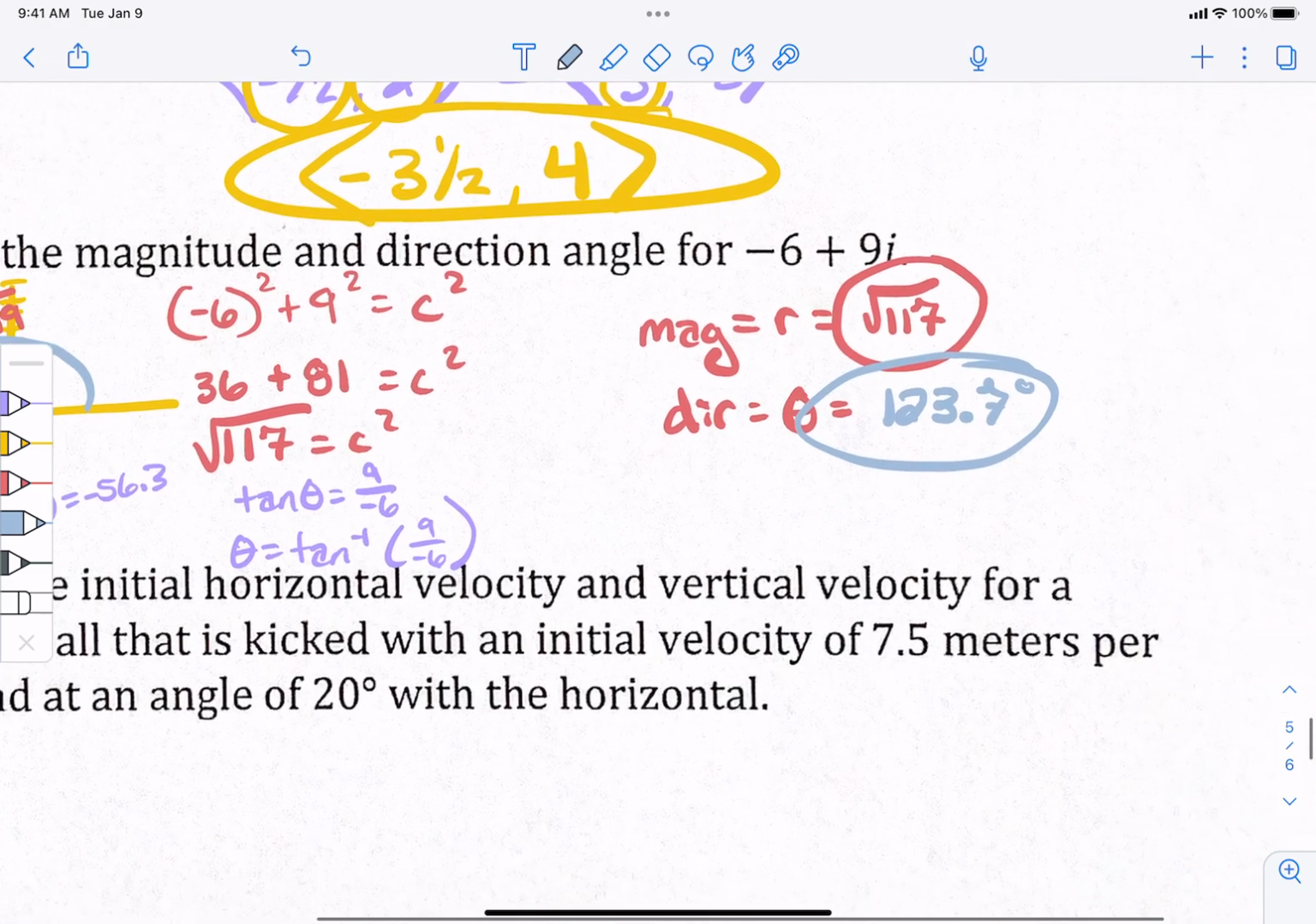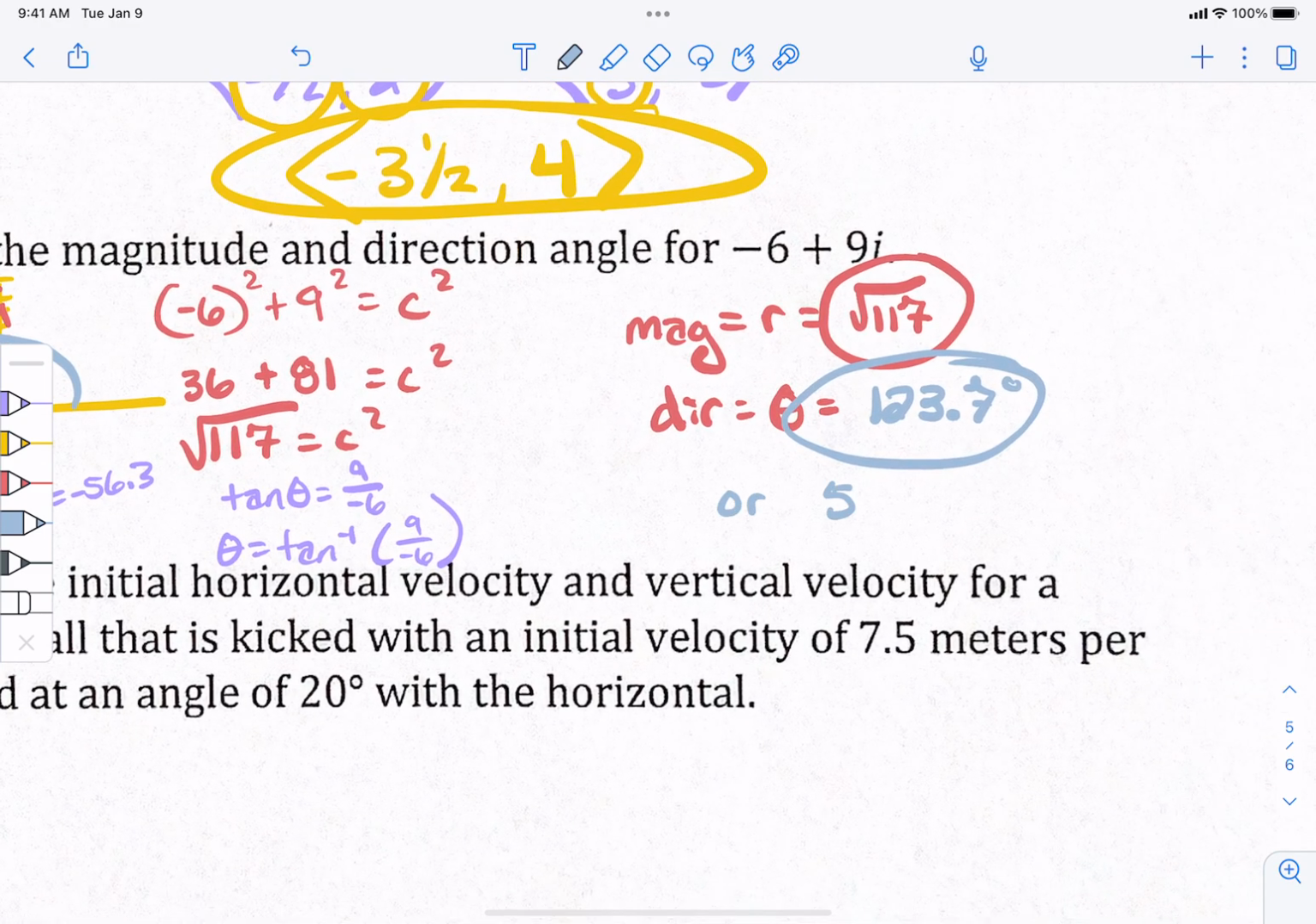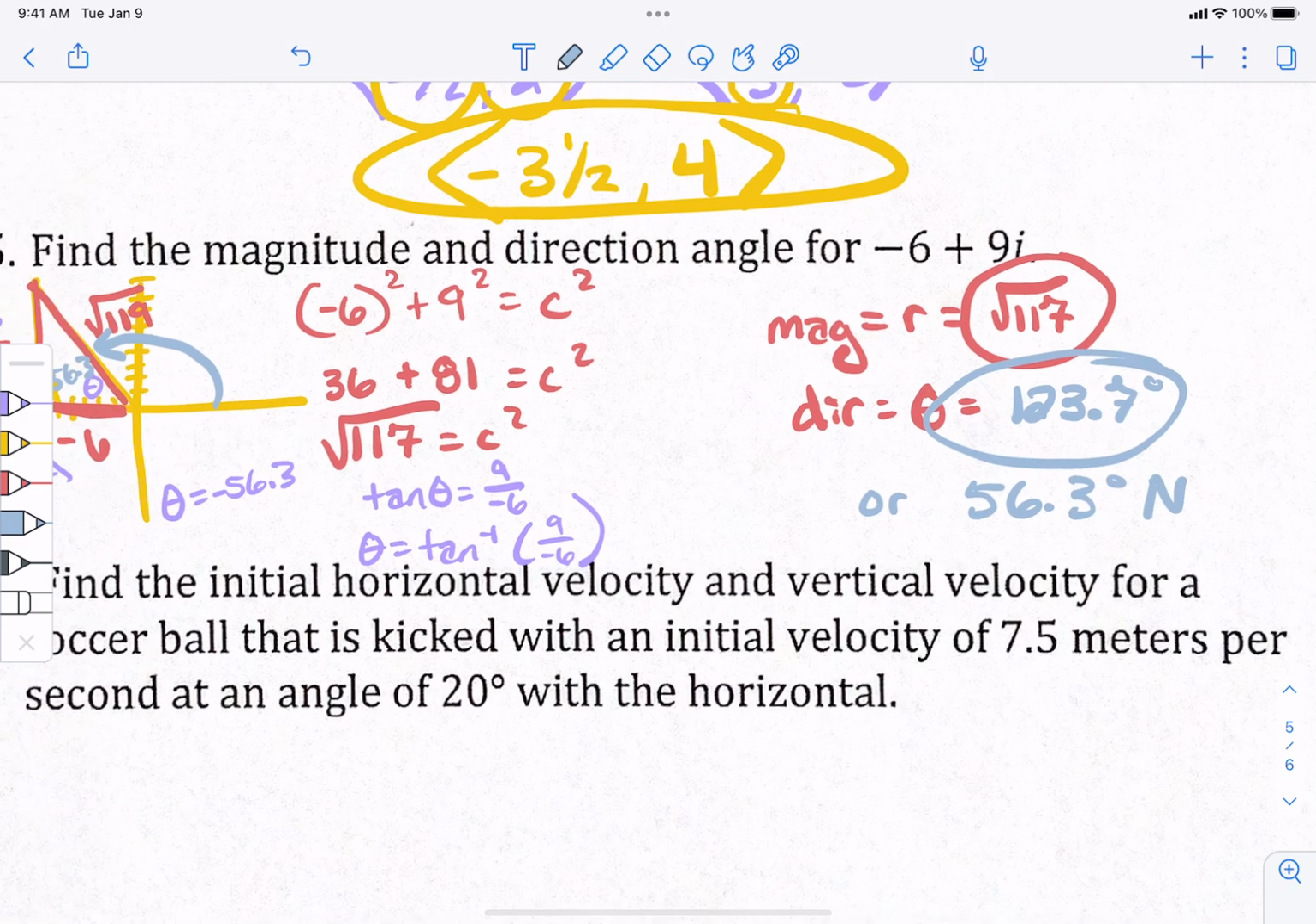Now you can do that, or you can say 56.3 degrees. That would be north of the west direction. Okay, 56.3 degrees north of the west direction, if you like to do it that way. That's what that looks like.